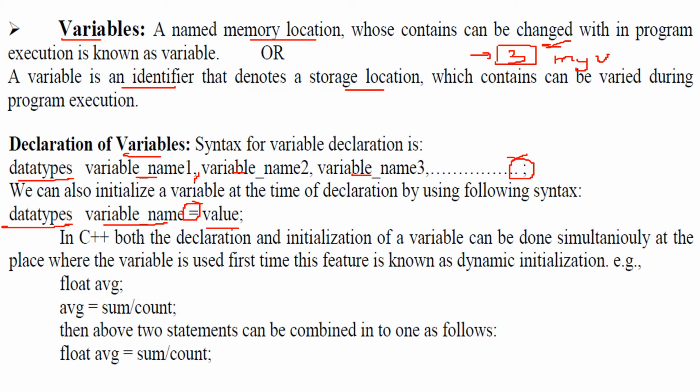So in C++, this declaration and initialization can be done simultaneously, right? At the place where you are going to use it for the first time, which was not possible in C language, the language which was prior to C++, and this is known as dynamic initialization. For example, this is float average. Now this average you are saying sum by count. So the above two statements can be combined like this: float avg is equal to sum by count. This you can easily use.